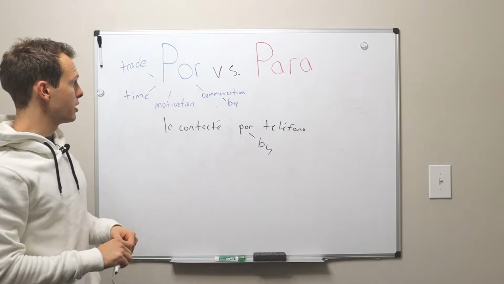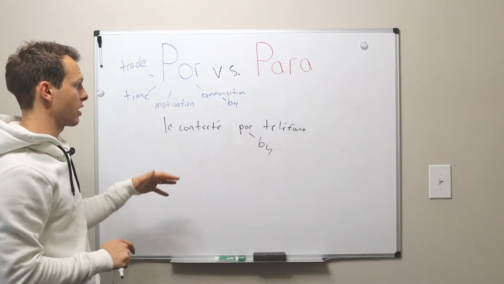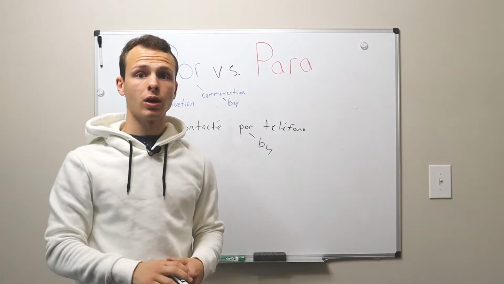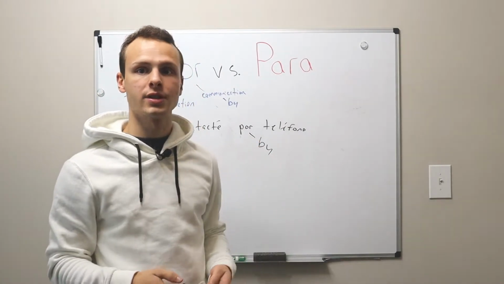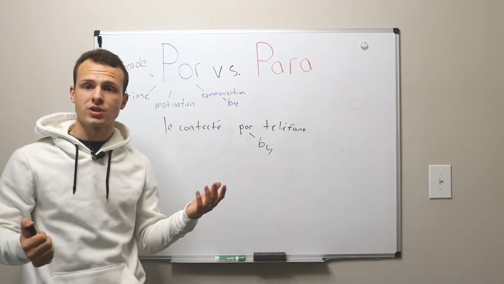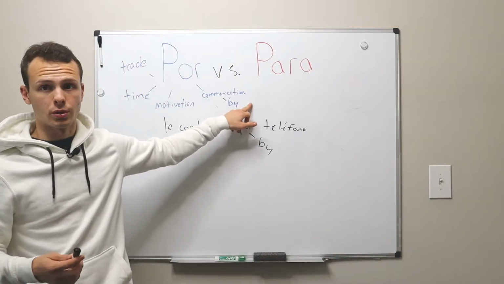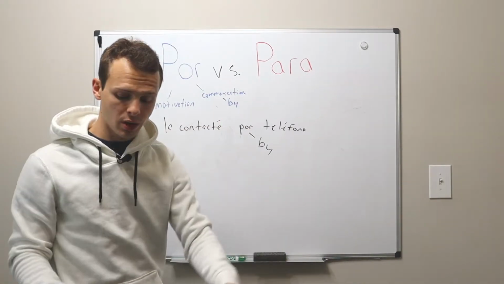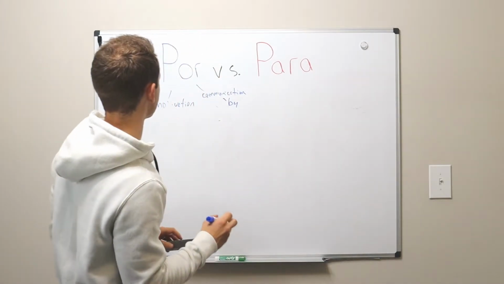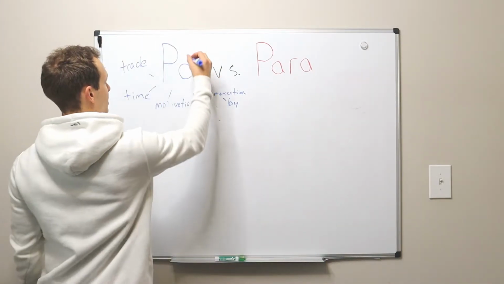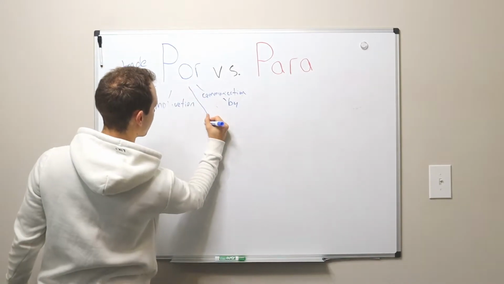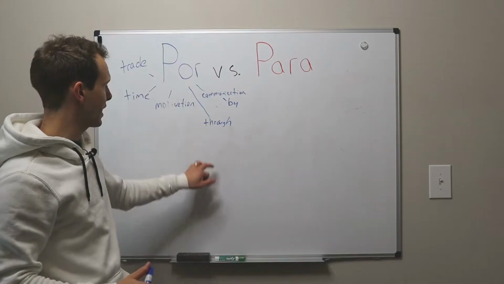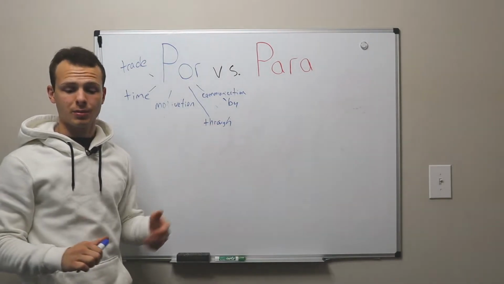You could also use this if you're saying I contacted someone through email, or I'm going to get in touch with you through the post office or by the post office. You can also use the word through, which is what we're going to talk about now, because the other important use of por is the word through.